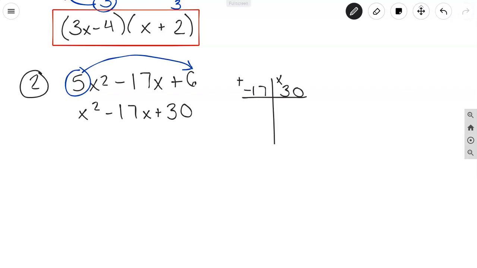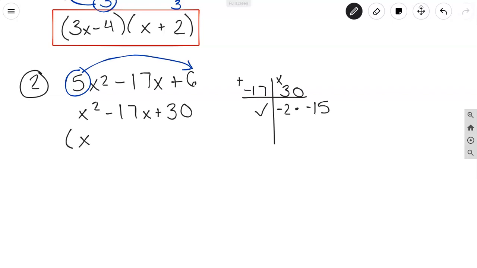So right off the bat, I'm like, okay, it has to be a negative times a negative, so I put a positive here and a negative here. And I know that negative 2 times negative 15 gives me positive 30 and adds to give me negative 17. So I write my factors down.